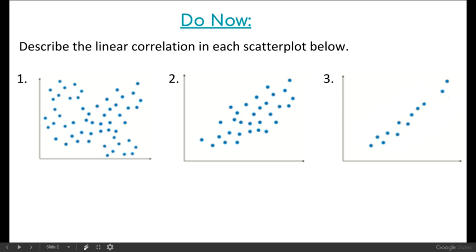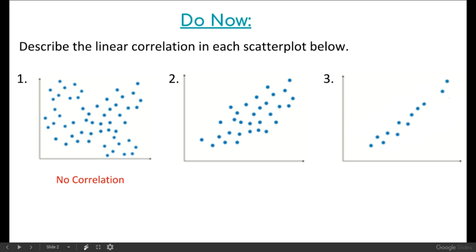Okay, so for number one, when we look at this, the points do not make any type of diagonal shape. So there's no correlation in that scatter plot at all. For number two, these points make a diagonal shape.